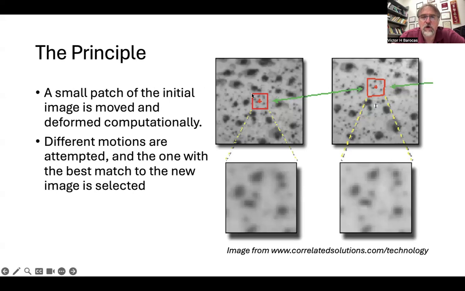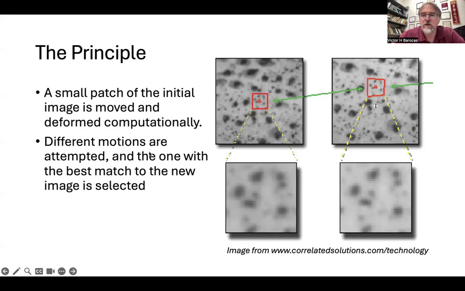The idea is you take a small patch of tissue in the initial image, so here it is, and you rotate it and stretch it and move it around until it matches what is seen in the final image. And I should say this is taken from the website of a company that makes some of this software. And when we know that, then we know how that point has moved and rotated. And we do that at all the points, and we end up with a map. And you just keep trying different motions.